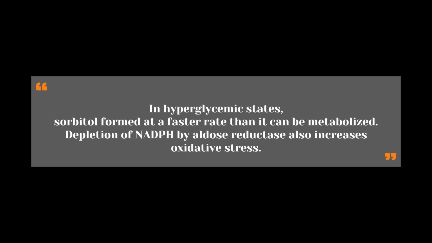Your take-home message from this question is that in hyperglycemic states, aldose reductase converts glucose to sorbitol at a rate faster than sorbitol can be metabolized. Sorbitol accumulates in certain cells such as lens cells, causing an influx of water and resulting in osmotic cellular injury. Depletion of NADPH by aldose reductase also increases oxidative stress, which accelerates development of cataracts and diabetic microvascular complications like neuropathy and retinopathy.